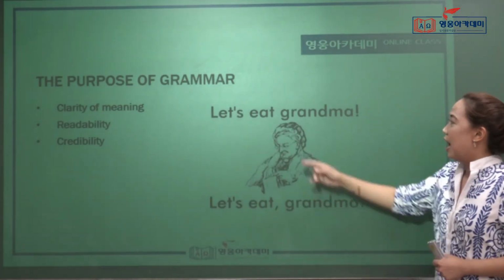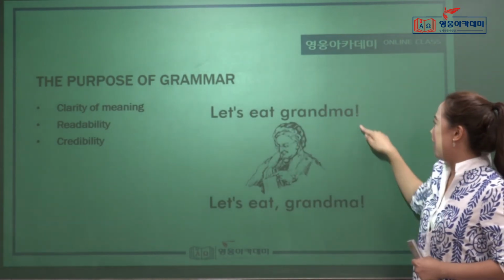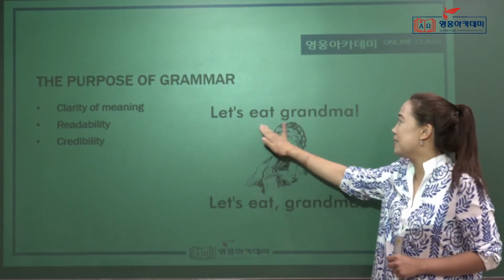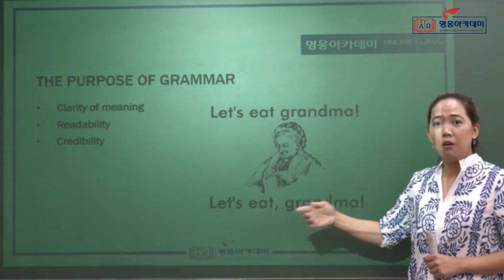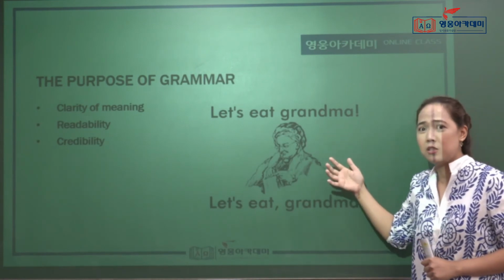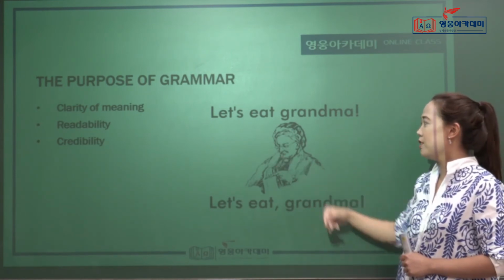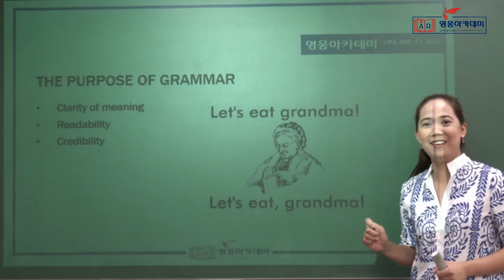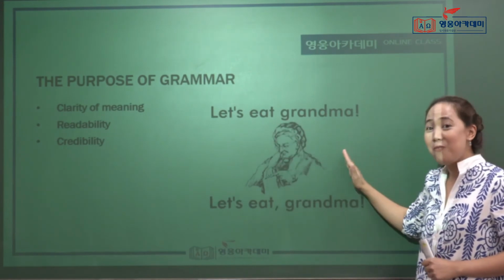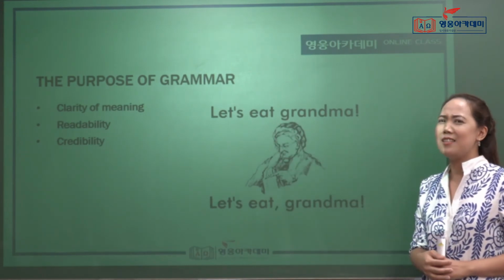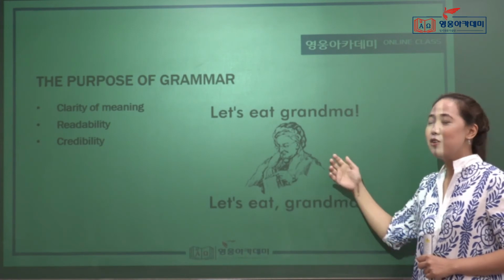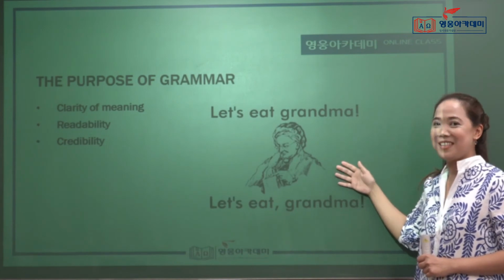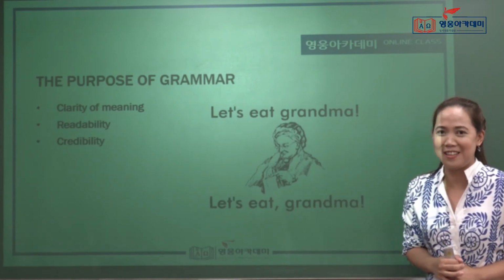Look at this, guys. Let's eat grandma, with an exclamation point. Right? Totally. This is crazy, right? Do you want to eat your grandma? My goodness, of course not. How do you write this properly? Let's eat, grandma. Right? Now, this is a funny thing, but maybe you will realize, sometimes I think I write like this. So, you don't want to eat your grandma, okay? You don't want to make the same mistake. Please don't do that, all right?